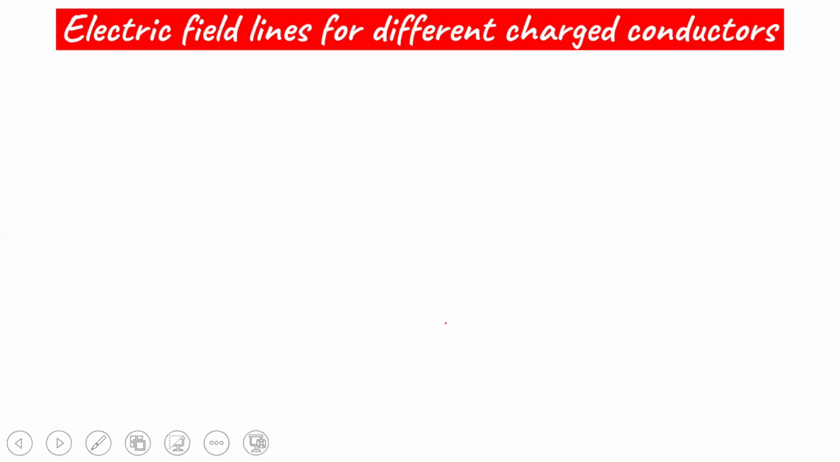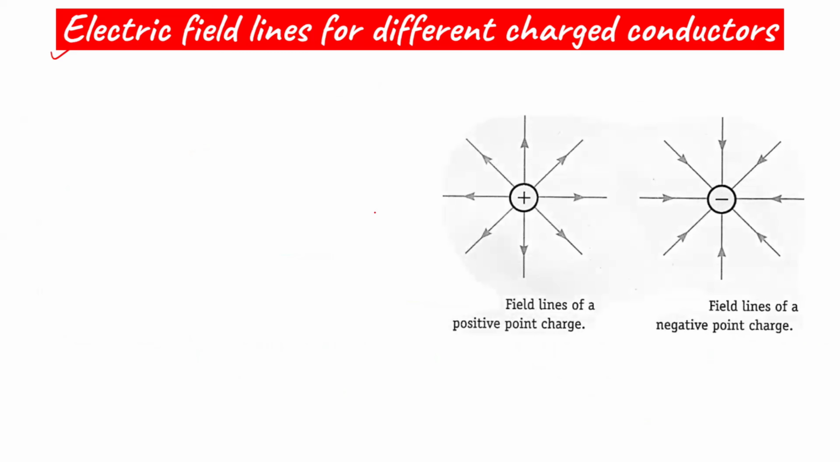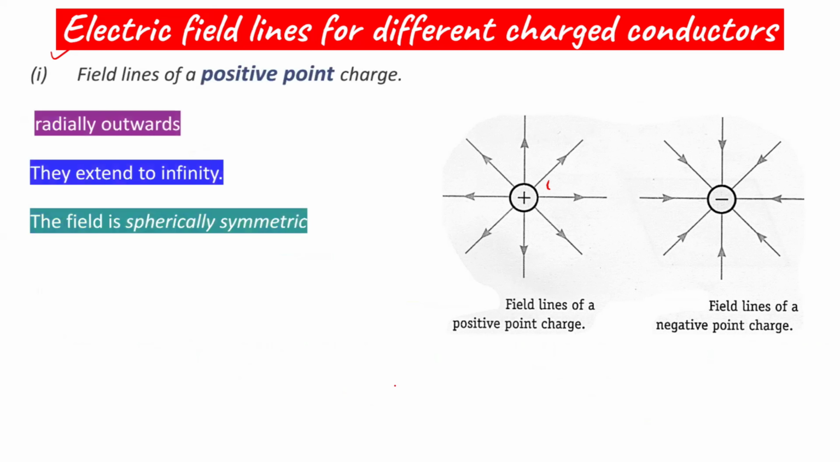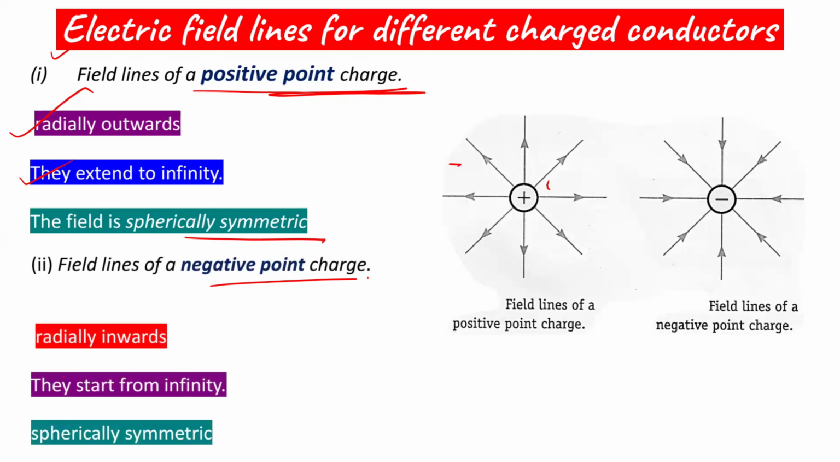Now, electric field lines for different charged conductors. So we shall see one by one. These are two different types of charges, positive and negative. The field lines of a positive point charge are radially outward. They extend to infinity and the field is spherically symmetric. For a negative charge, the field is again radial but inwards, and the lines start from infinity, and are spherically symmetric. So these are two different types.